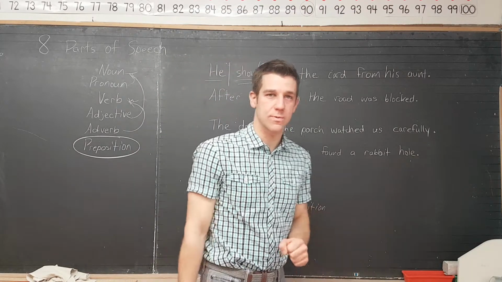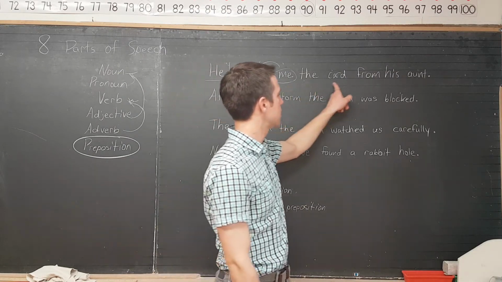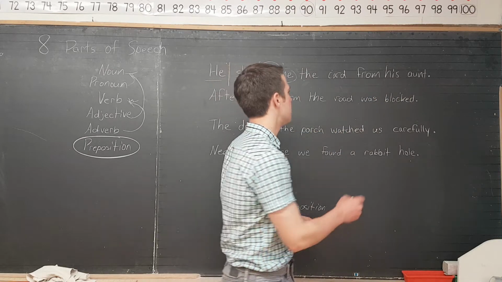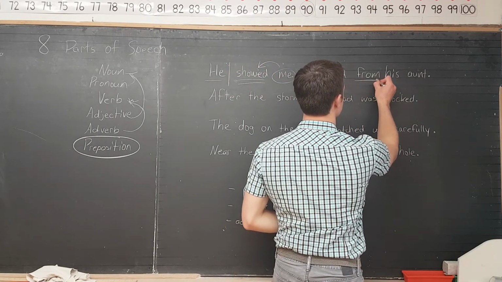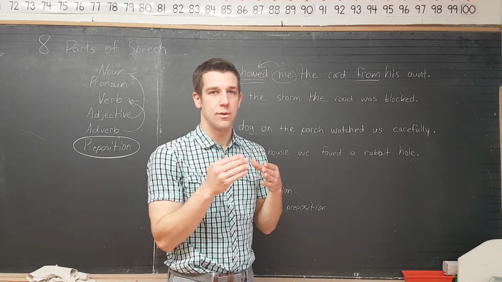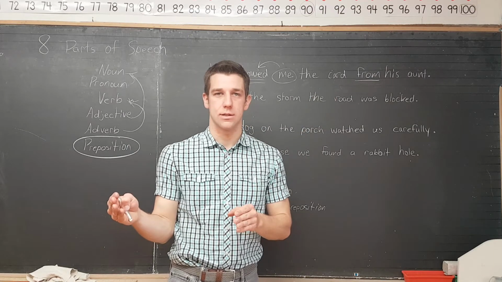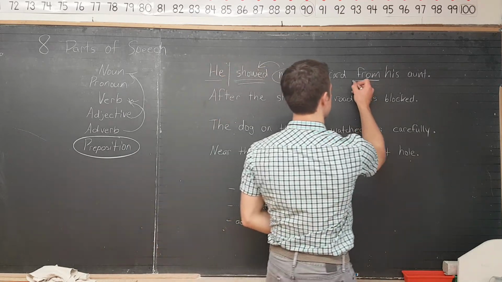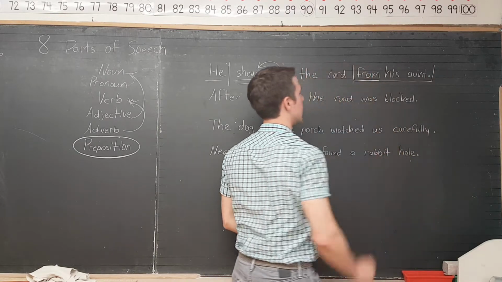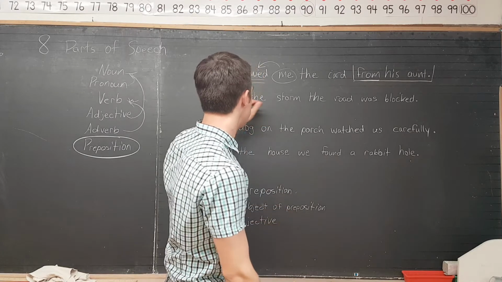Where's the prepositional phrase? The card from his aunt. Which one of these is a preposition? From, right? It's a preposition. So we found the preposition. Now, from what? From his aunt. It was the card from his aunt, right? So let's underline all those words. There is our prepositional phrase. He showed me the card.